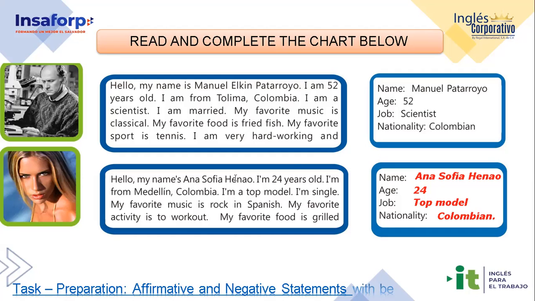Ok, so let's see. Volunteers. I need some volunteers to start reading this short reading. So, hello, my name is Manuel Elkin Patarroyo. I am 52 years old. I am from Tolima, Colombia. I am a scientist. I'm married. My favorite music is classical. My favorite food is fried fish. My favorite sport is tennis. I am a very hardworking person.